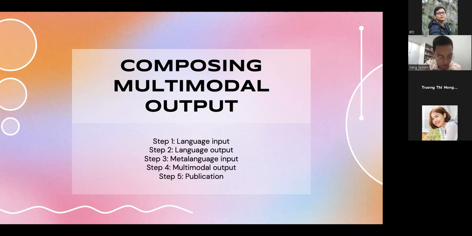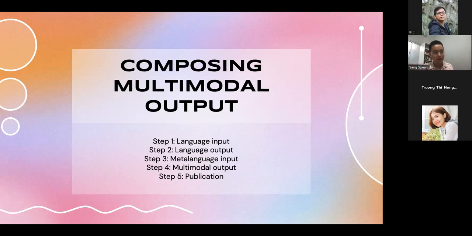So this is also the suggested step that I raised. No more resources. So first, step 1 would be the language input. Step 2 would be the language output. This is similar to reading, writing, or listening, speaking. And then step 3 would be a little bit different, which is meta-language input.